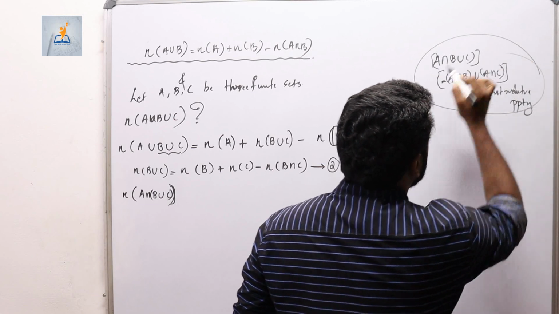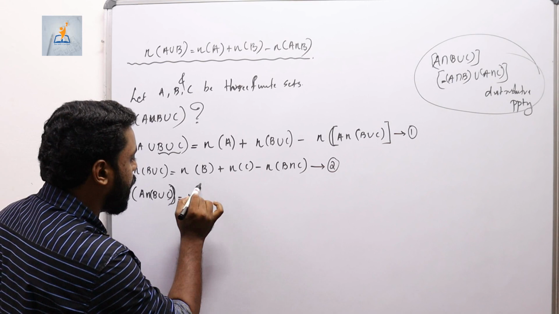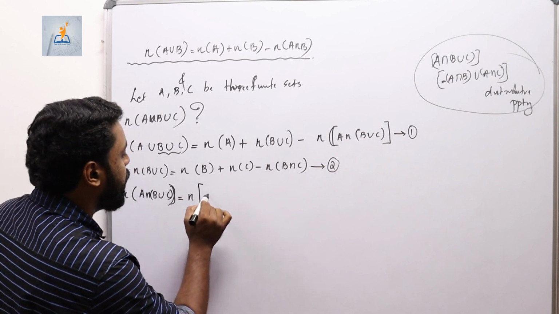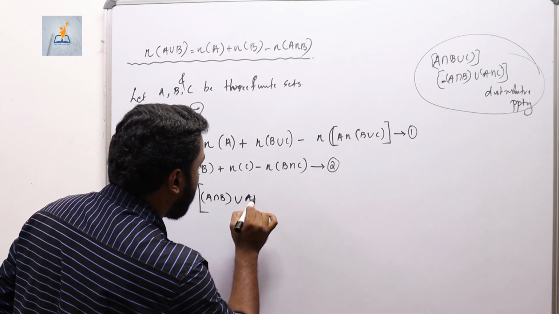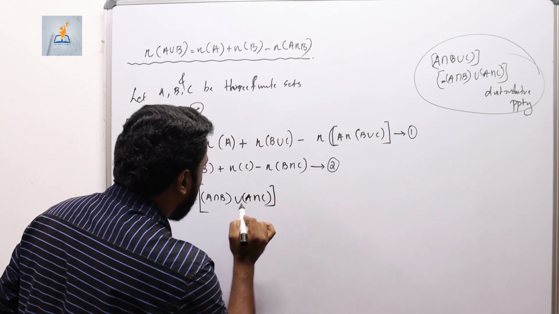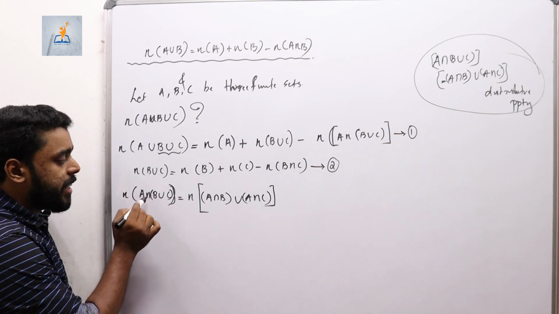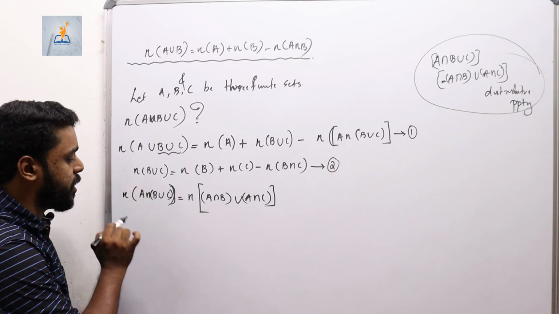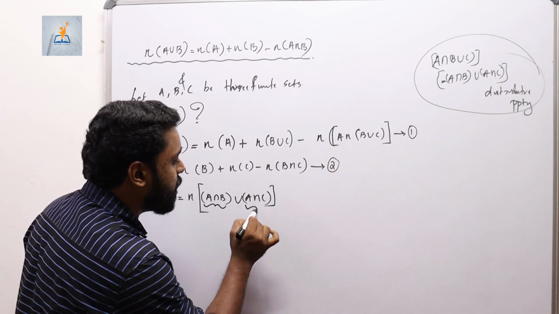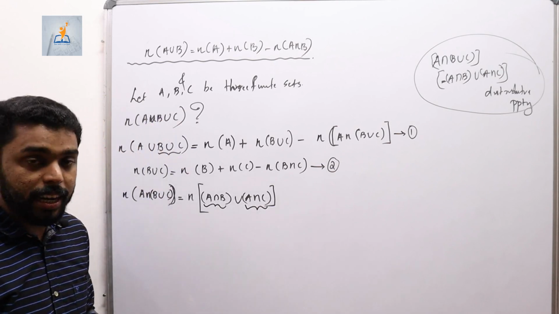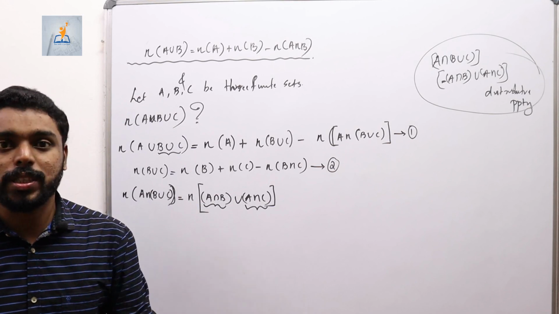So using the distributive property, this is nothing but n of A intersection B union A intersection C. Why? Because by the distributive property, this quantity is nothing but A intersection B union A intersection C. So this will be this. Now consider A intersection B as a single set and this quantity A intersection C as a single set. Then this case also reduces to the union of two sets, isn't it?